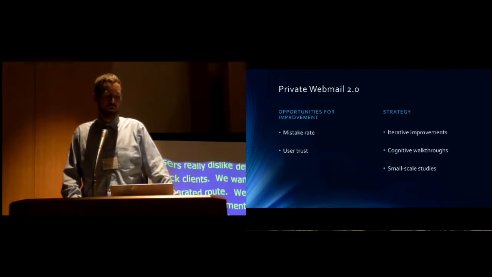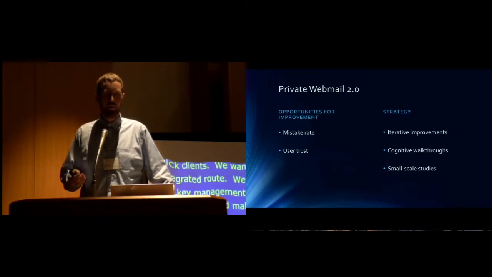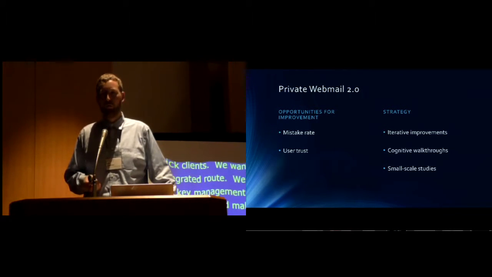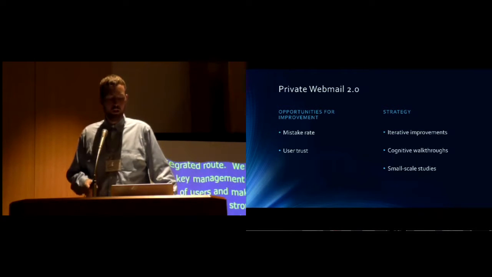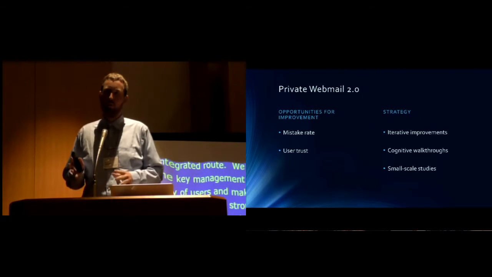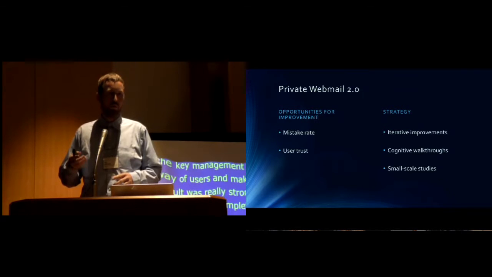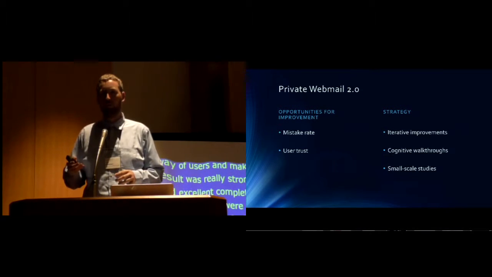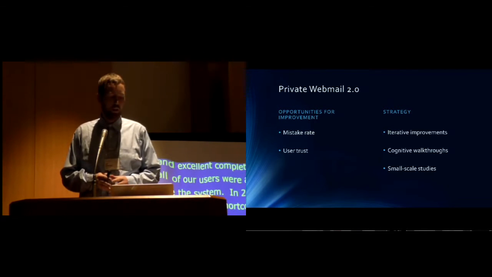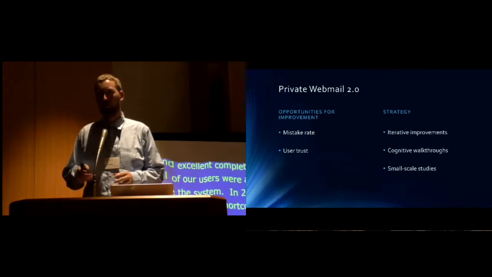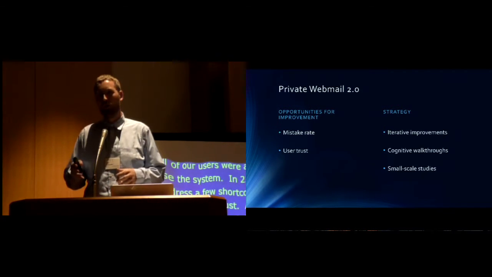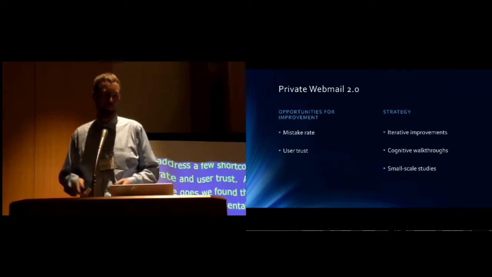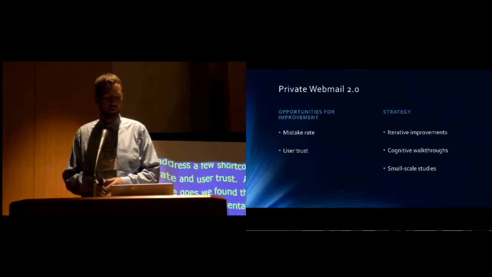In 2.0, we wanted to address a few shortcomings, particularly the mistake rate and the user trust. These are both problems we saw in the 1.0 system. As far as mistake rate goes, we found that a number of users were accidentally sending sensitive information in the clear without having first enabled encryption. And for user trust, we found that users weren't actually confident that the system was doing anything to protect their messages. It was, in fact, too integrated to their regular workflow.